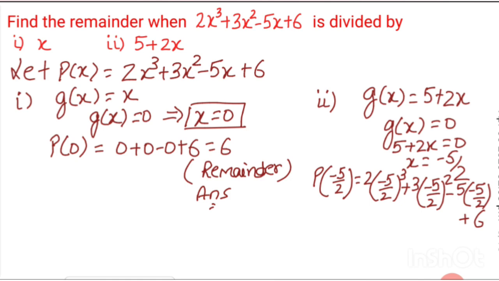Okay, that is replacing x with minus 5 by 2 in this equation. On solving this, the remainder will be equal to 6. Okay, now next is the factor theorem. It is based on the remainder theorem basically.